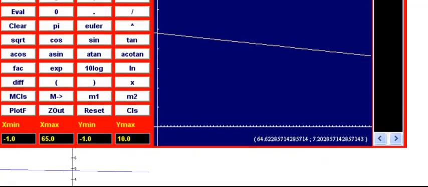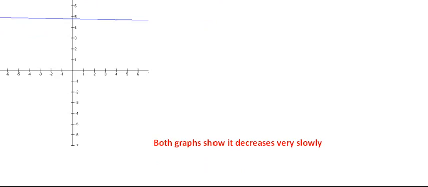You could have also drawn the graph to look like this. This one is not very good because it doesn't show what it is out here at 60, my age. But this is the same graph. It's just shortened over the ages from 0 to 6. You can see that both graphs show that it decreases very slowly.